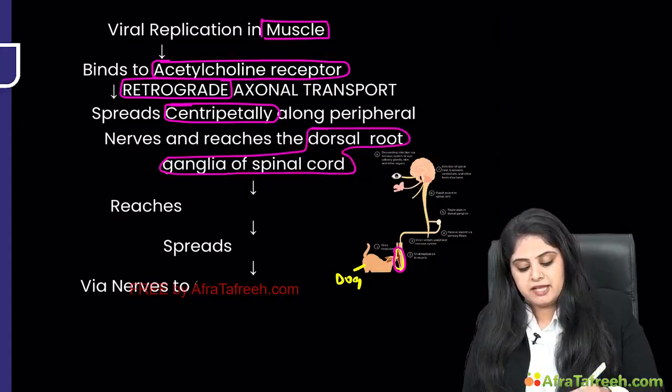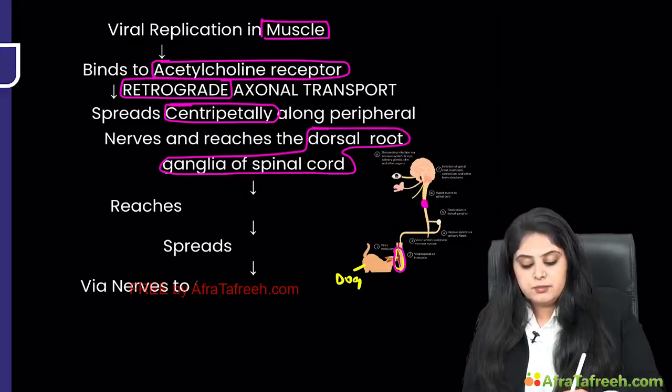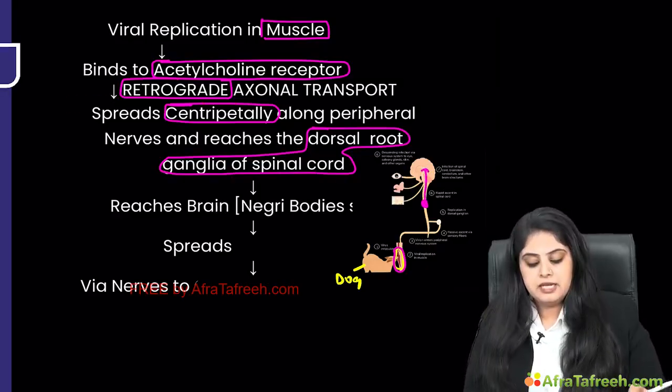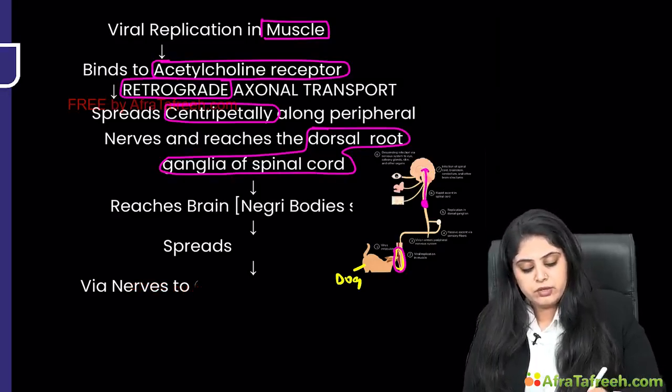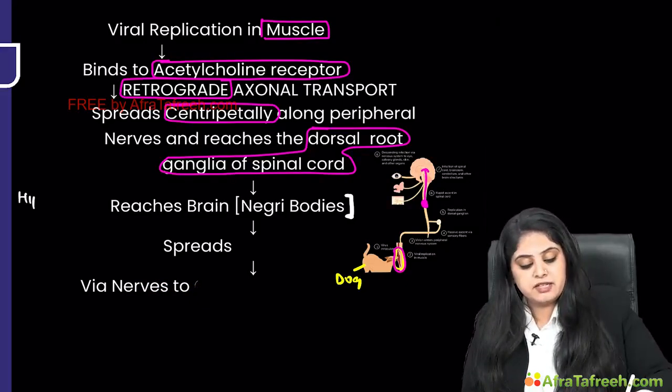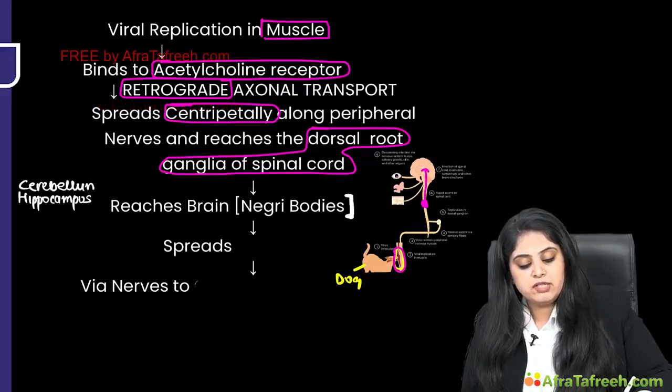And why has it reached the spinal cord over here? Because it has to ultimately go to the brain. So of course it is going to reach the brain. In the brain, we of course know that it is going to result in the formation of these Negri bodies. Which part of the brain does have Negri bodies? There are two parts. One is hippocampus and the other is the cerebellum. This is where the Negri bodies are going to be seen.